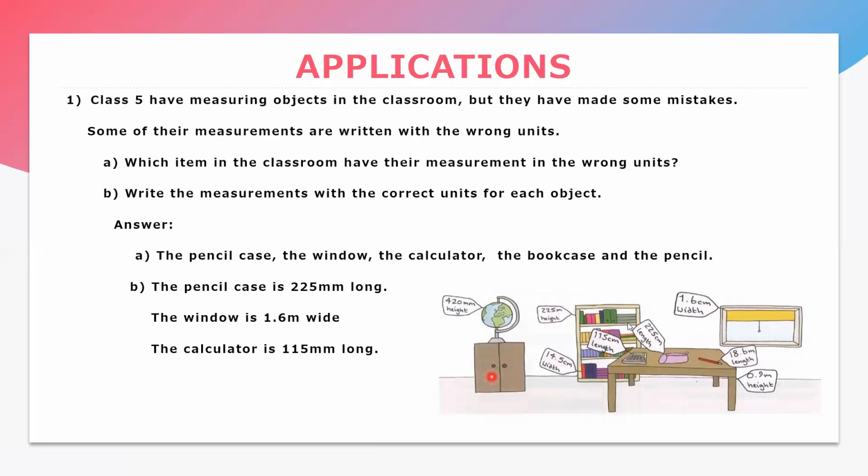Next is the bookcase. Bookcase means book rack or the cupboard. It is given as 225 meters in height. It is not like that; it is 225 centimeters high. And the last one, the pencil, is given as how much? 18.6 meters in length. Is that meters? No. If so, in which unit would it be? It will be in centimeters. So the pencil is 18.6 centimeters long.